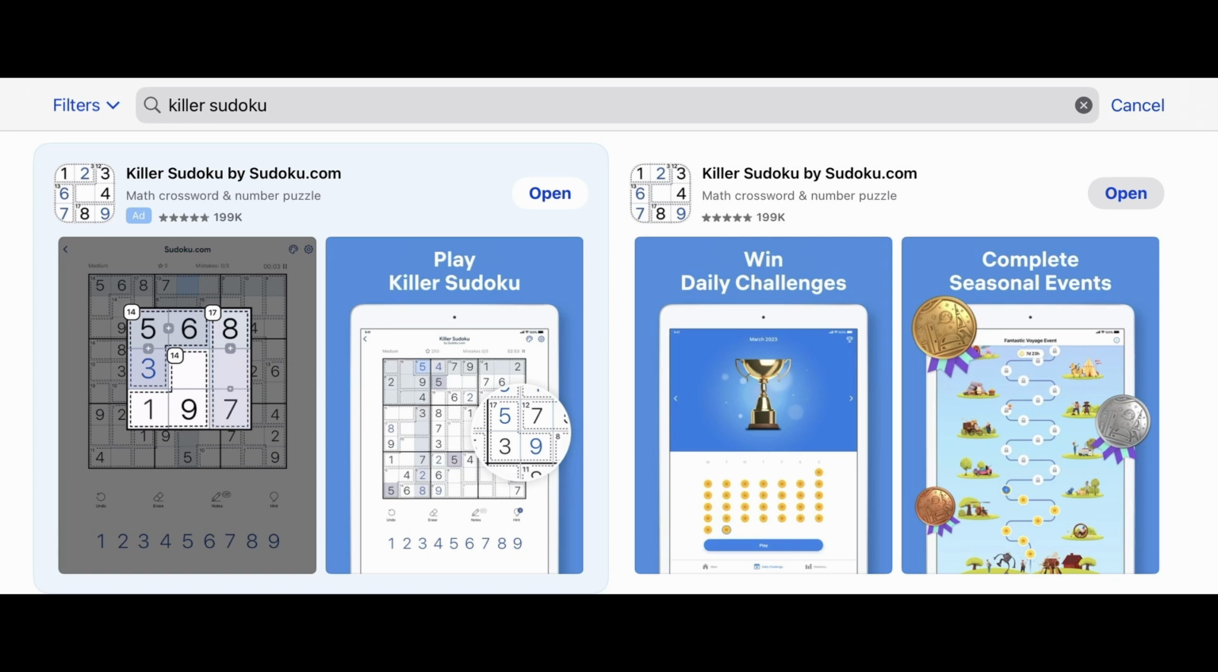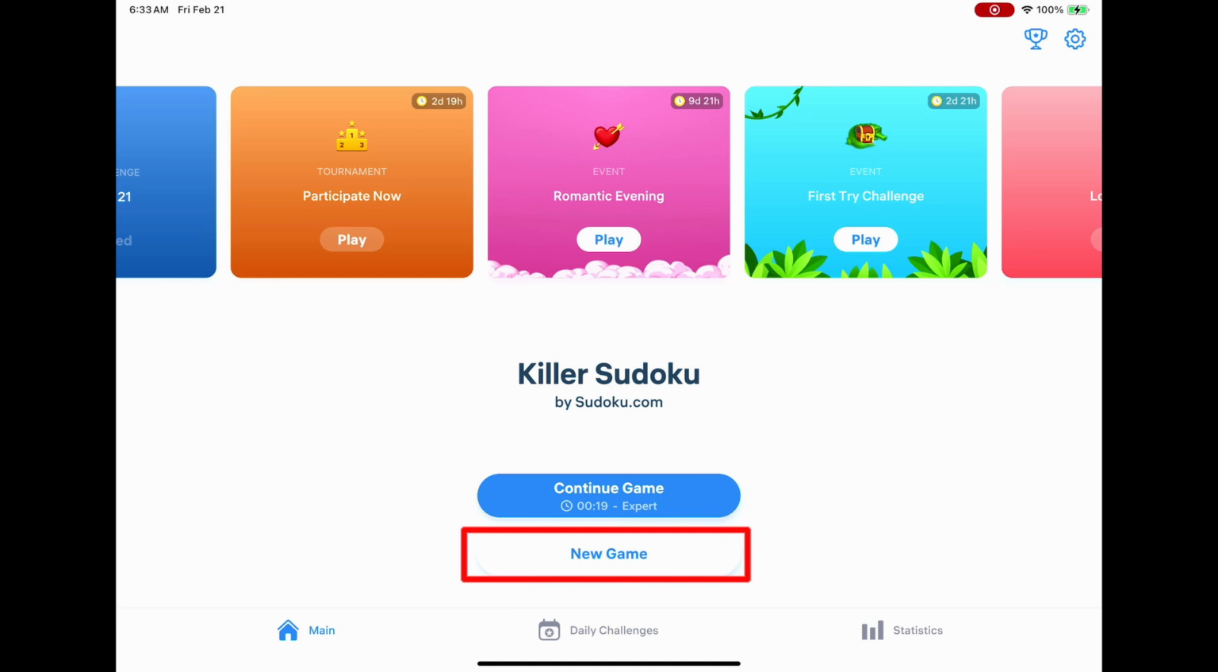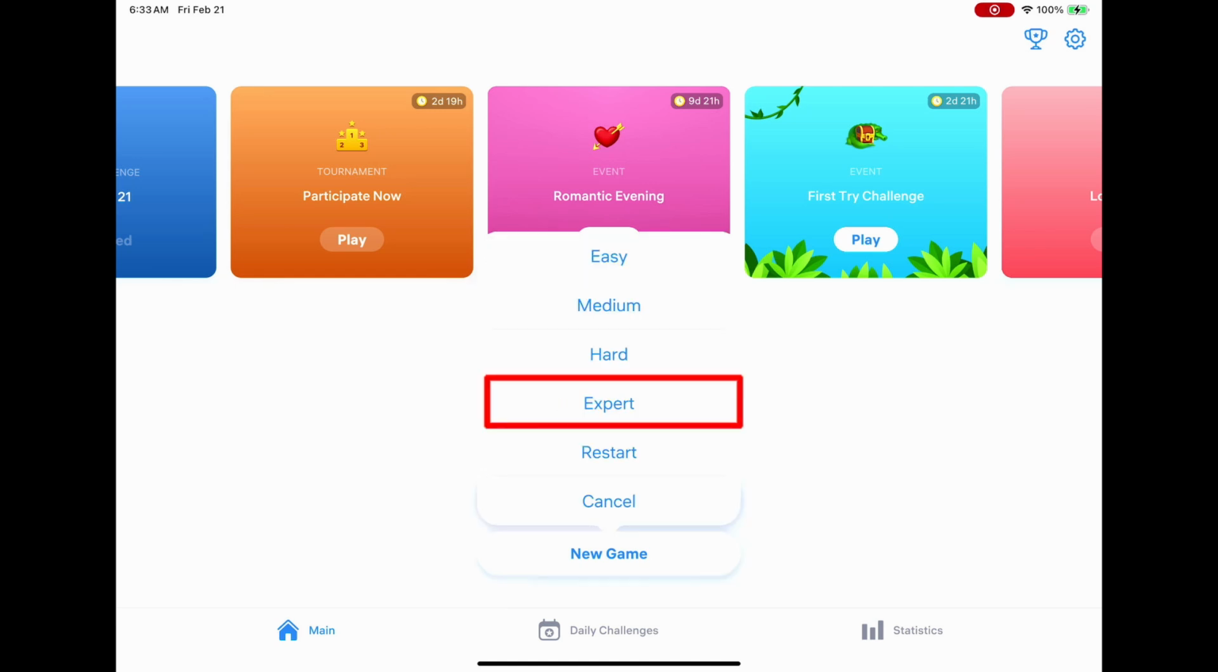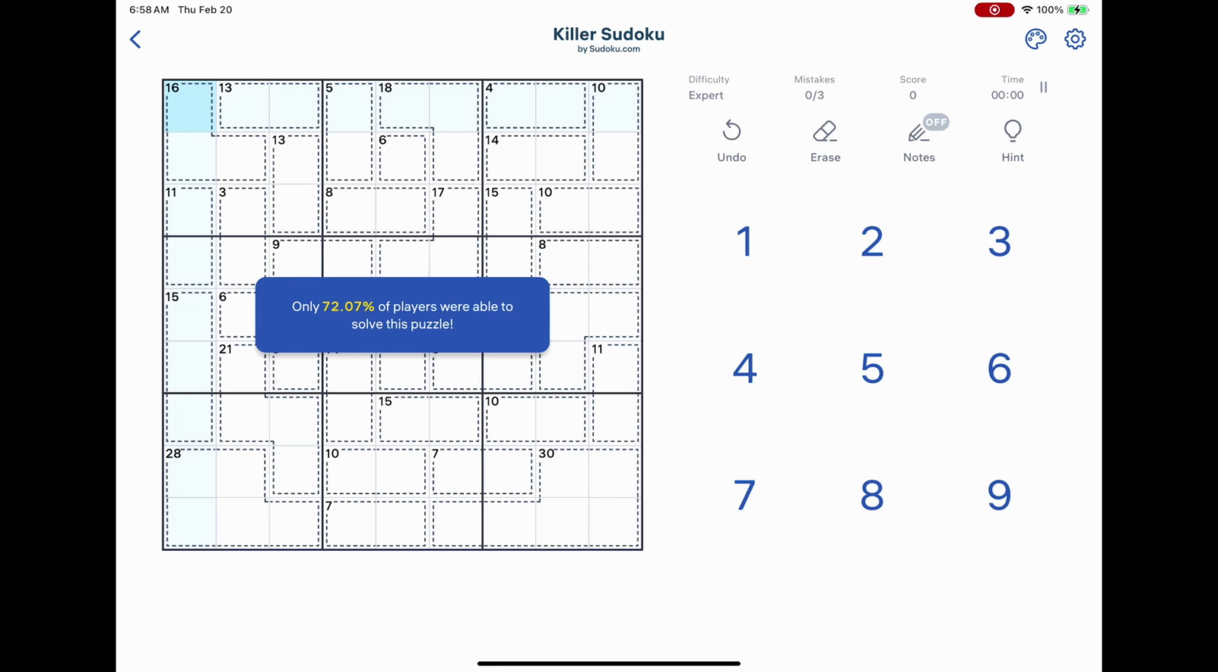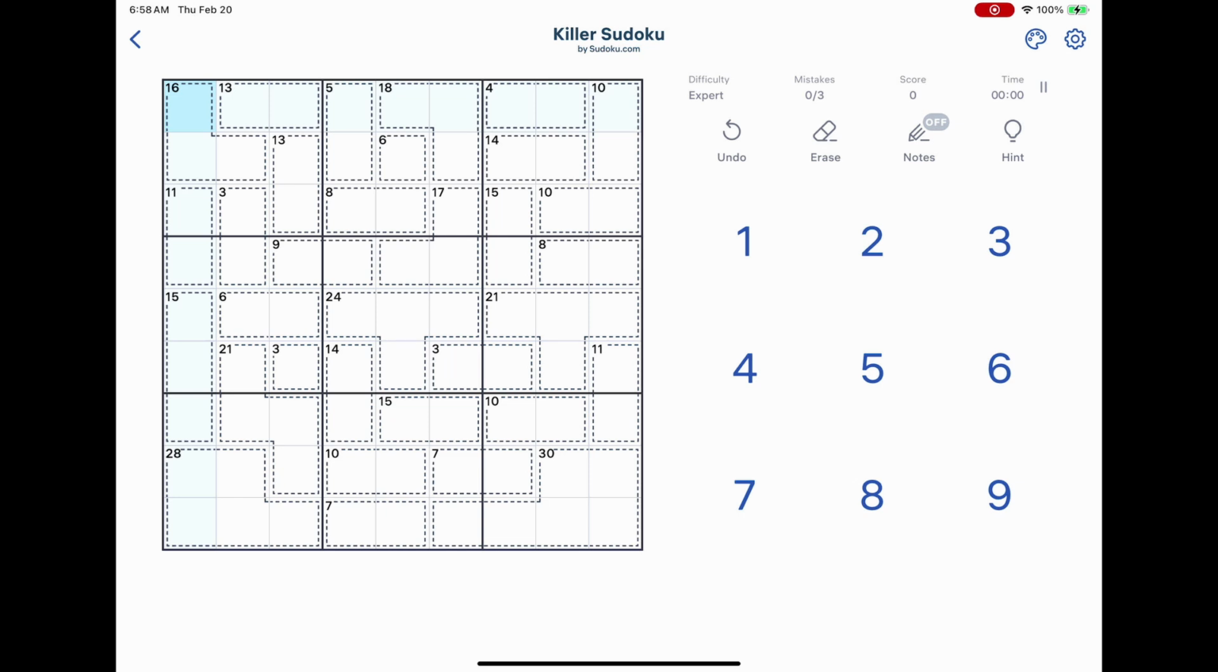Alright, let's get started. From the main screen, select New Game. Select Expert. Here's the puzzle. Look at what it says in the blue block. Only 72.07% of players were able to solve this puzzle. This is a very reliable indicator of how difficult the puzzle will be to solve. Puzzles in the 70s will be quite easy. In the 60s will be moderately difficult. In the 50s will be the most difficult. When you start a new puzzle, watch for the percentage because it disappears very quickly and there's no way to get it back. Okay, so this is what an expert-level Killer Sudoku puzzle looks like at the start, completely blank.